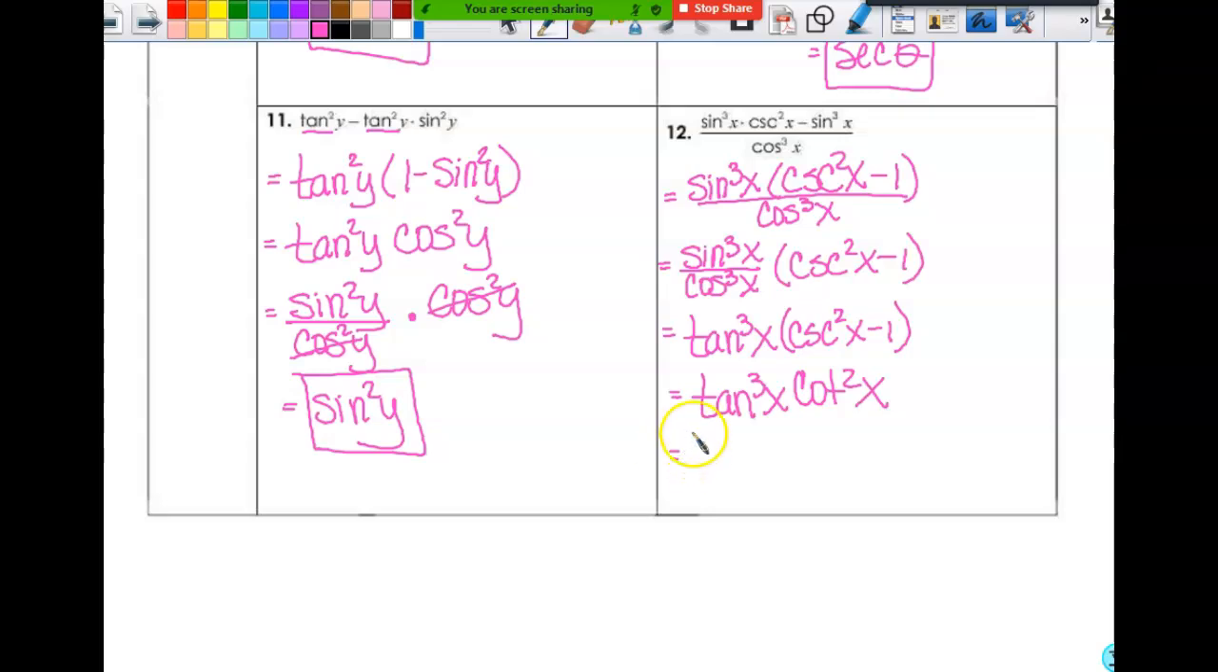So if I do tangent cubed x, the reciprocal of cotangent, I could make cotangent into cosine over sine. I can totally do that, but cotangent's also just the reciprocal of tangent. So I could just multiply this by 1 over tangent squared x. Right? I don't have to make it into a quotient. I can make it into a reciprocal. So now I can cancel this out with 2 of those, and I'm just left with the tangent of x. What questions do you have?